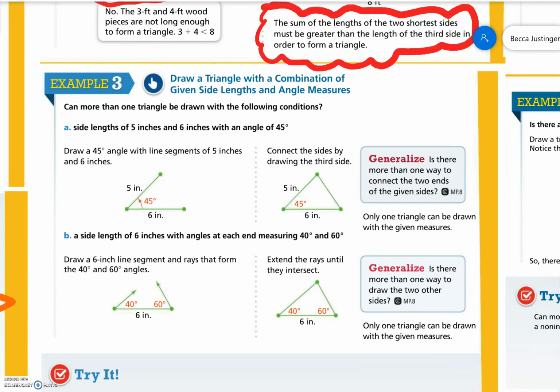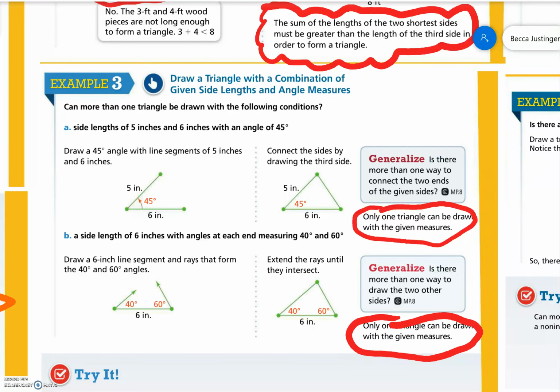Draw a triangle with a combination of given side lengths and angle measures. Can more than one triangle be drawn with the following conditions? Side lengths of 5 inches and 6 inches with an angle of 45. So you draw a 45-degree angle with the line segments, then connect. Side length of 6 inches with angles at each end measuring 40 and 60. Draw a 6-inch line segment with rays that form 40 and 60 angles and extend. So only one triangle in both of these cases can be made.